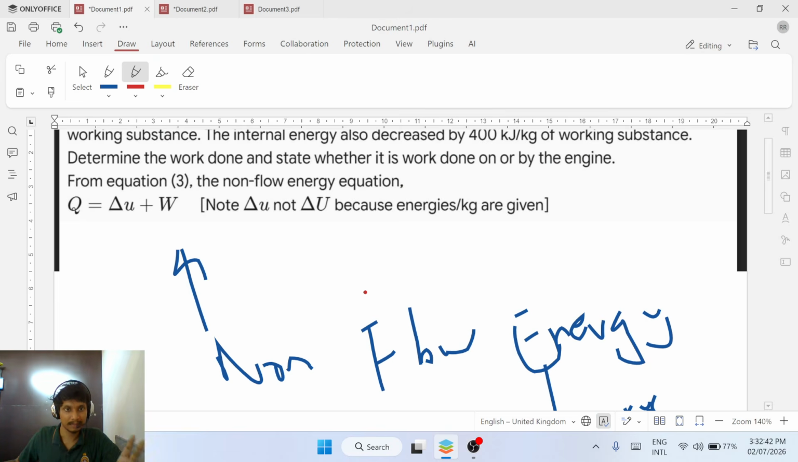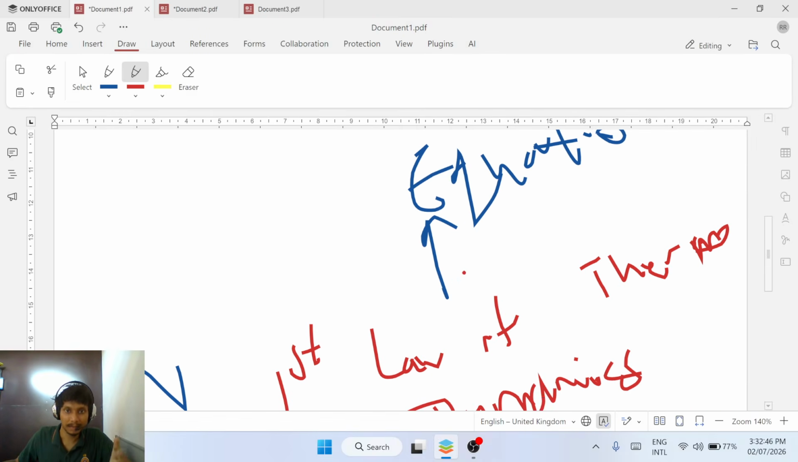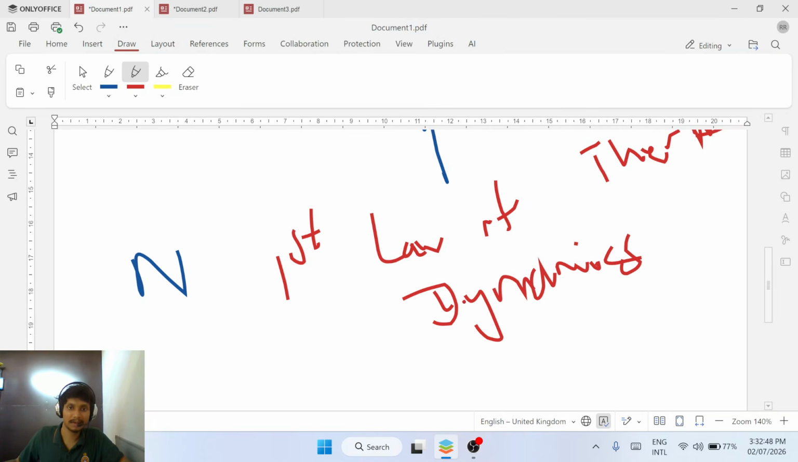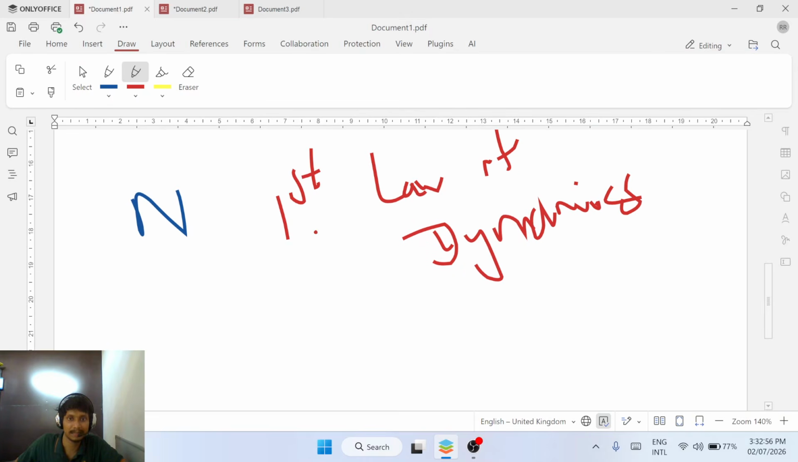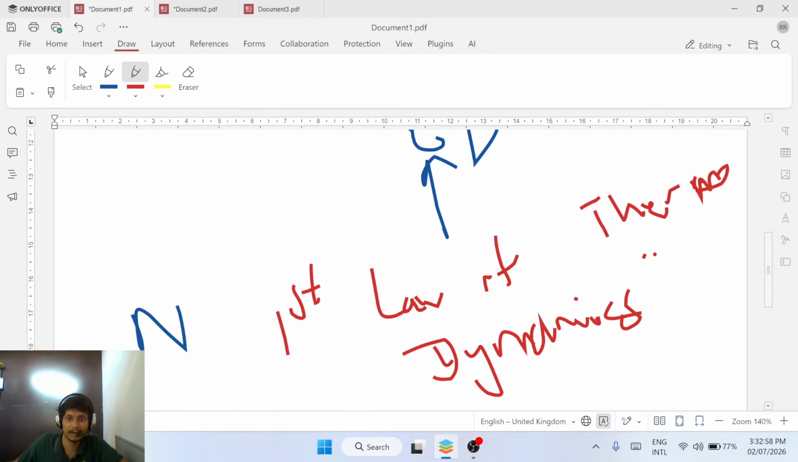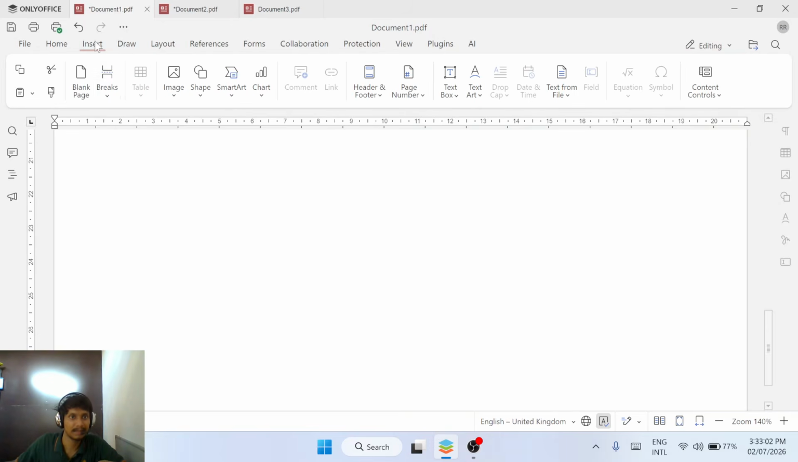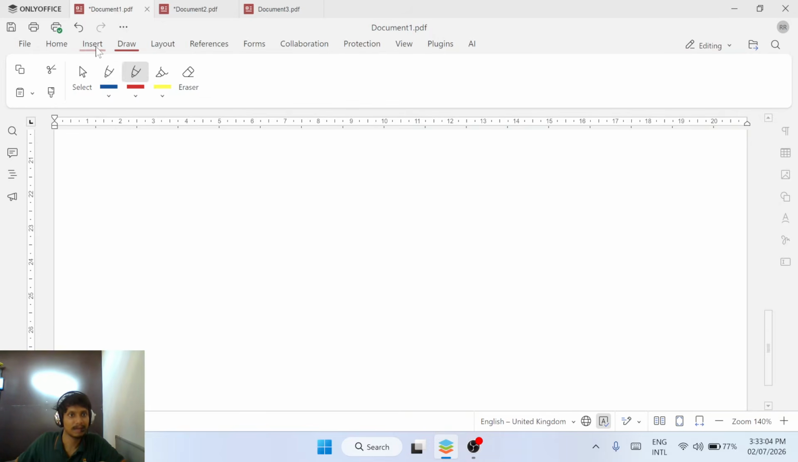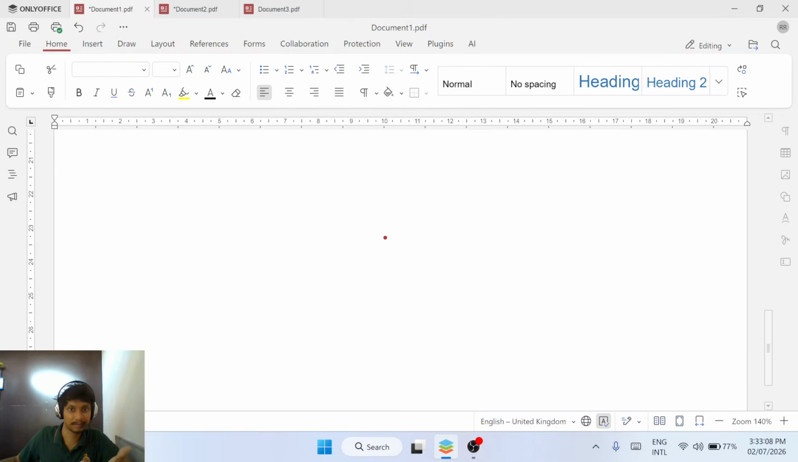Now, the first question is based on the non-flow energy equation. This equation is derived from the first law of thermodynamics. In our earlier classes, we have already discussed what the first law of thermodynamics is.